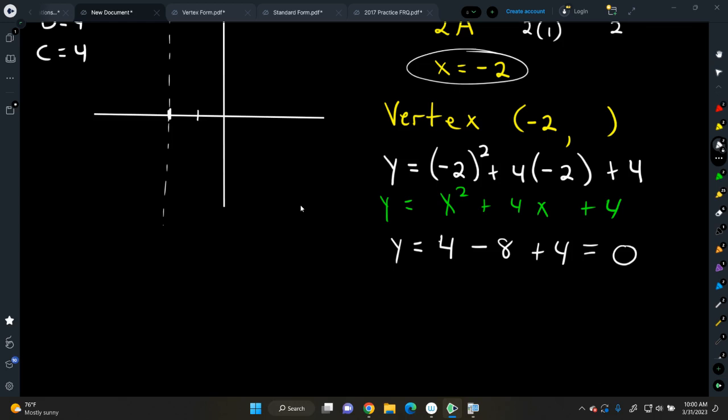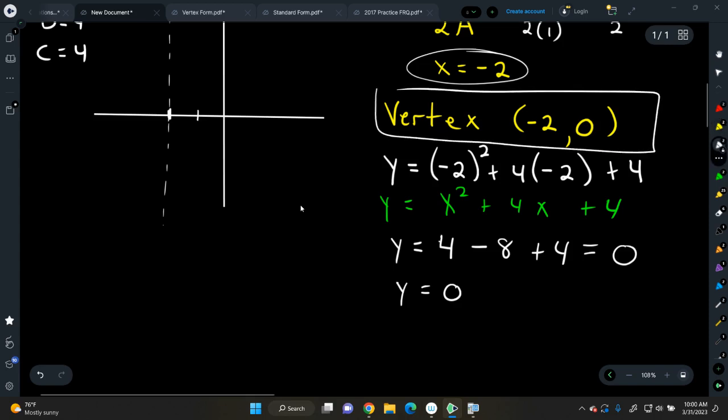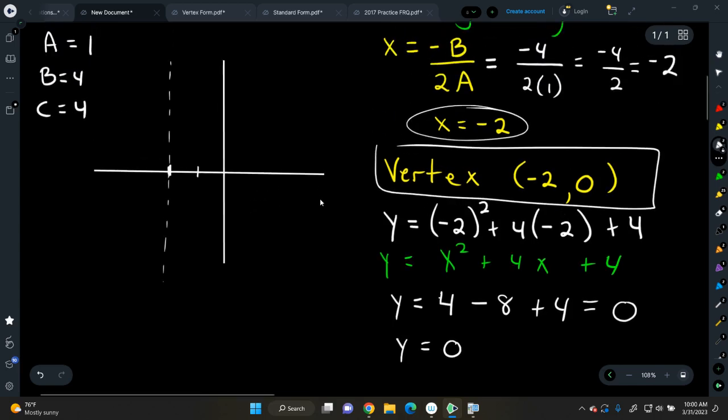Everybody should be writing this down. So when x equals negative 2, what does y equal? 0. So there's my vertex. Let's plot negative 2, 0 on my graph. So we go over to the graph and we go over to negative 2 and we go up 0. So there's my vertex right there.